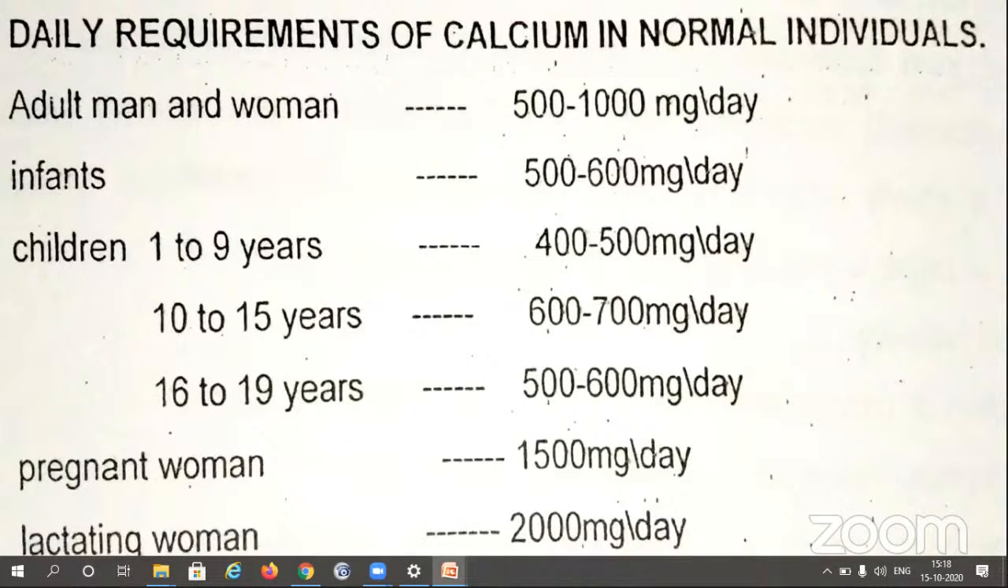Daily requirement of calcium in a normal individual: in adult man and woman, it is 500 to 1000 milligram per day. In infants, 500 to 600 milligram per day, and in children of age 1 to 9 years, it is 400 to 500 milligram per day. And for 10 to 15 years, it is 600 to 700 milligram per day. Pregnant women need more calcium. So daily per day.